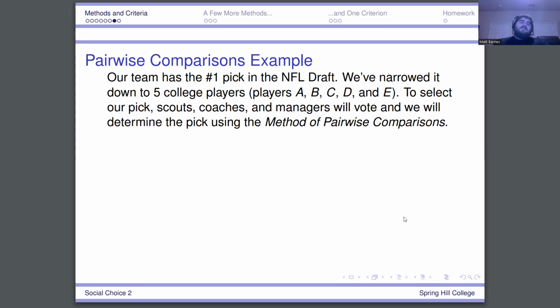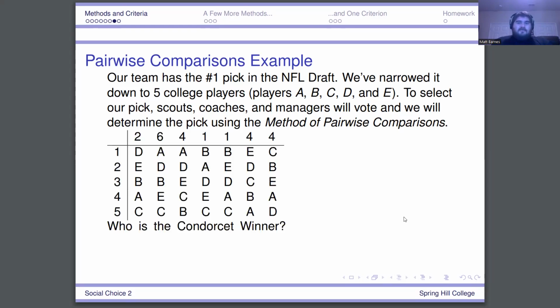So let's look at this. We have an NFL draft scenario. We have 5 college players that our team is interested in, right? And we've taken a poll among all of our scouts, coaches, and managers to try and figure out who we're going to select with our first pick in the draft. So we have 5 players here, A, B, C, D, and E, right? And we have this setup for our preference schedule.